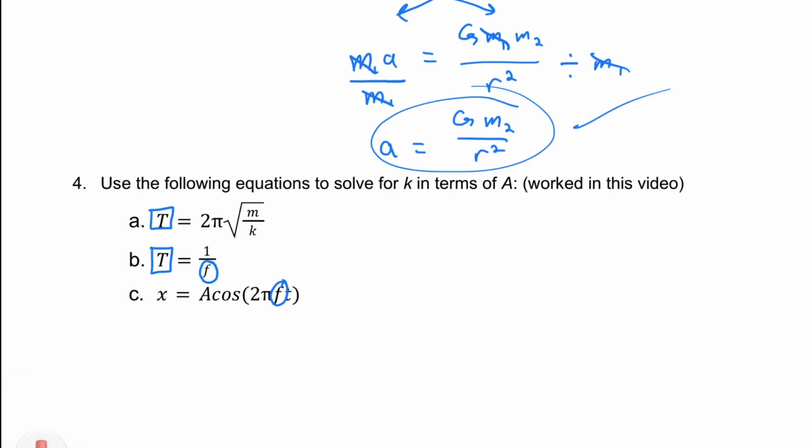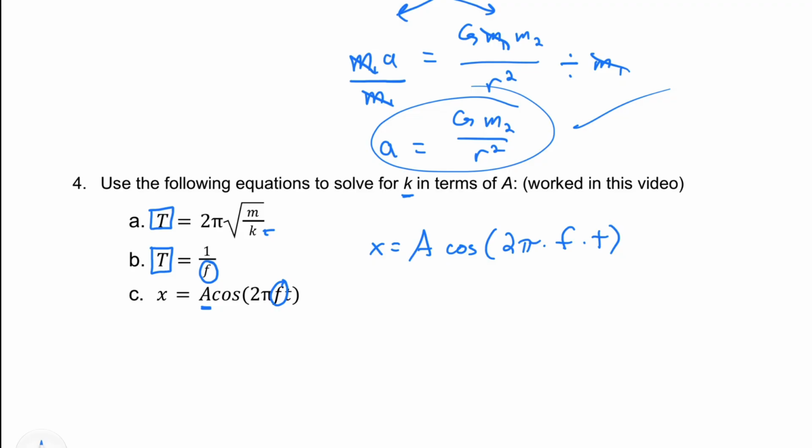All right. So since we want to get everything in terms of K, we're going to get A in terms of K. We know that K is in here. Let's start with equation C since we got big A there. So X equals big A times cosine of, inside parentheses, 2 pi times F times little t.